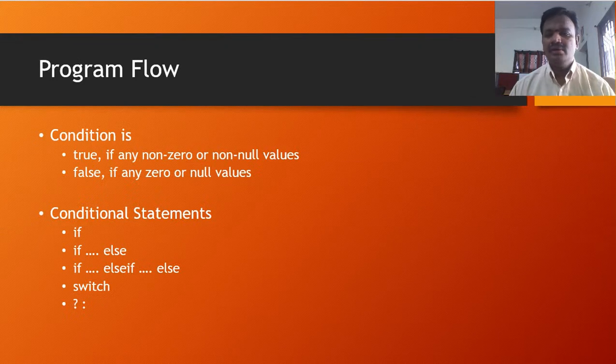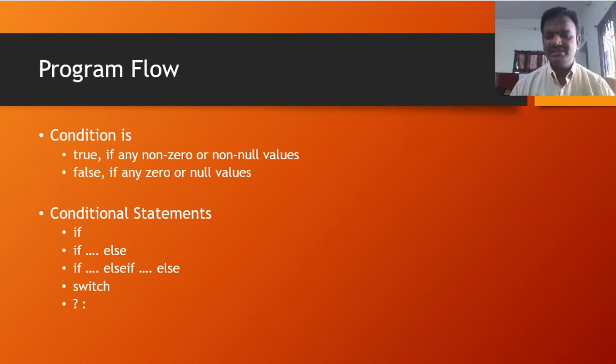Basically, program flow is something like a real-world example. If you are traveling to some place, for example, if you are going to place A, you have to take left. If you are going to place B, you have to take straight. If you are going to place C, you have to take right. Similarly, program flow provides that if the condition is true, you go this way, else you have to go that way. That was the main motive of program flow.